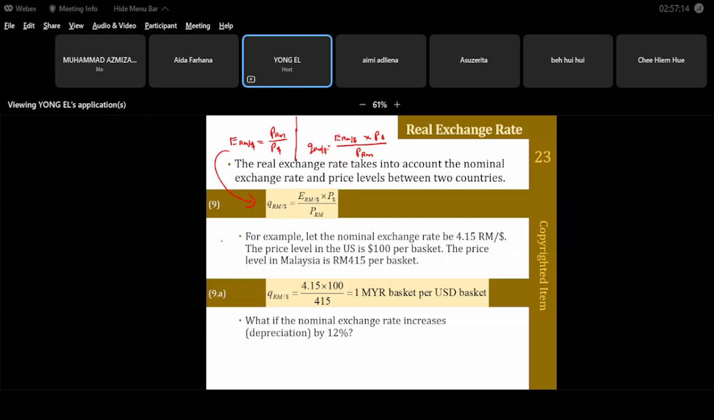These are just some examples that you can read. I'm not going to explain this one because it's not that difficult to understand this equation. You can also consider this quite simple question: what if the nominal exchange rate increases? Consider in this formula, if the nominal exchange rate increases or decreases, what will happen to the real exchange rate? You can think about this.